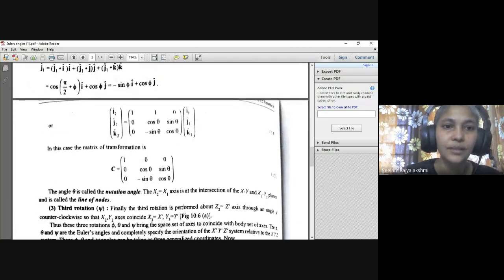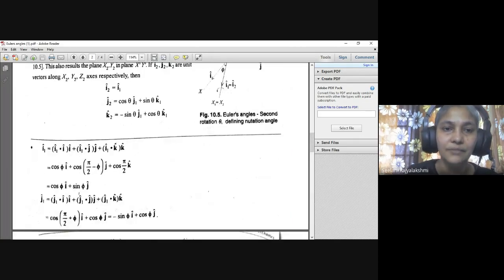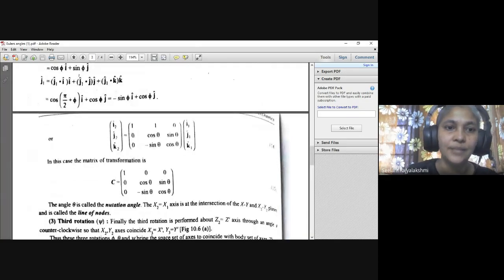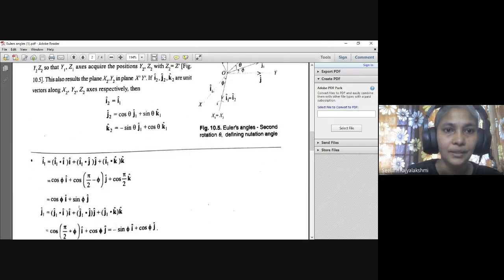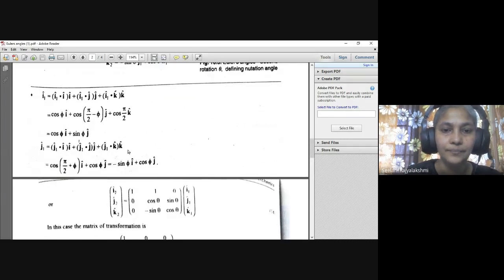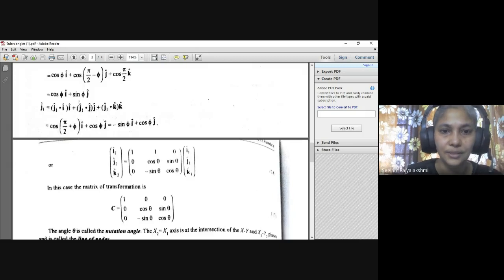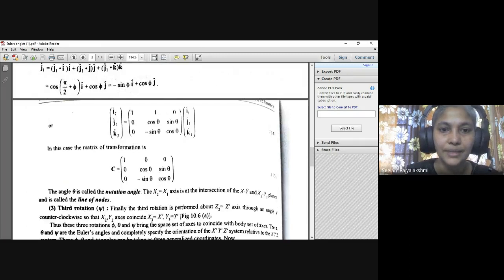Or, if we consider I2, J2, K2 equals [1, 0, 0; 0, cos theta, sin theta; 0, minus sin theta, cos theta] times I1, J1, K1. By using these, we will write it in matrix form. So in this case, the matrix for transformation can be written as 1 0 0, 0 cos theta sin theta, and here I2 equals I1. So here also it is 0, it is mistaken here. 1 0 0, 0 cos theta sin theta, 0 minus sin theta cos theta.